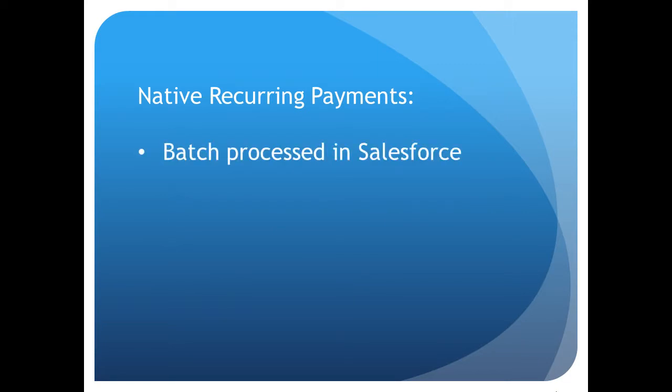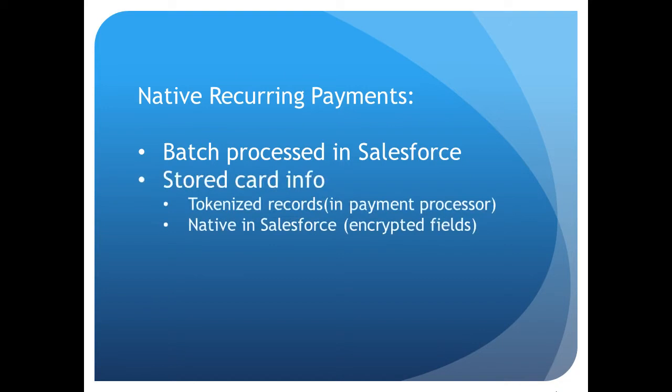The second method available to you with PaymentConnect is the native recurring billing solution. This method relies on batch processing inside your Salesforce account to charge credit cards or send payment requests. This involves managing the storage of credit cards either as tokenized records or as encrypted data within your Salesforce account.